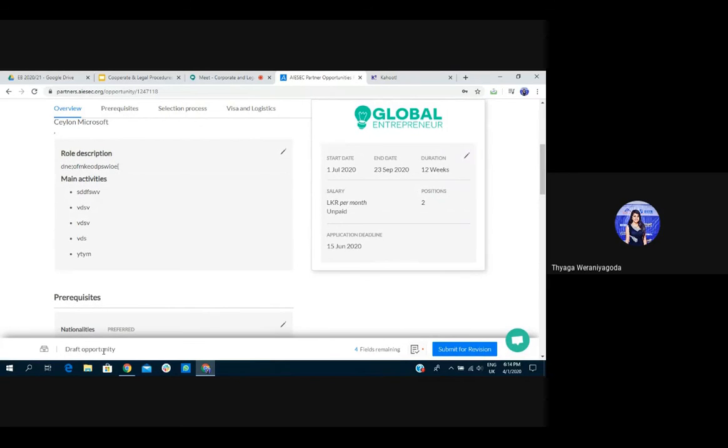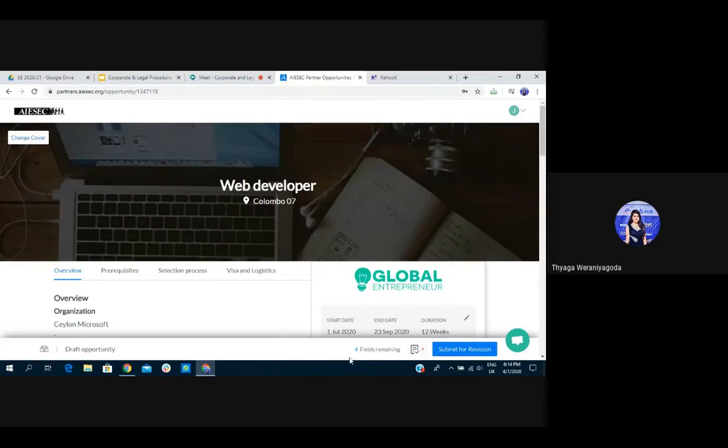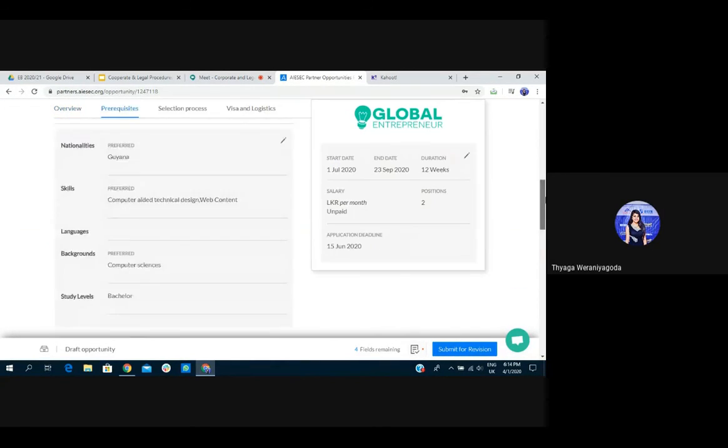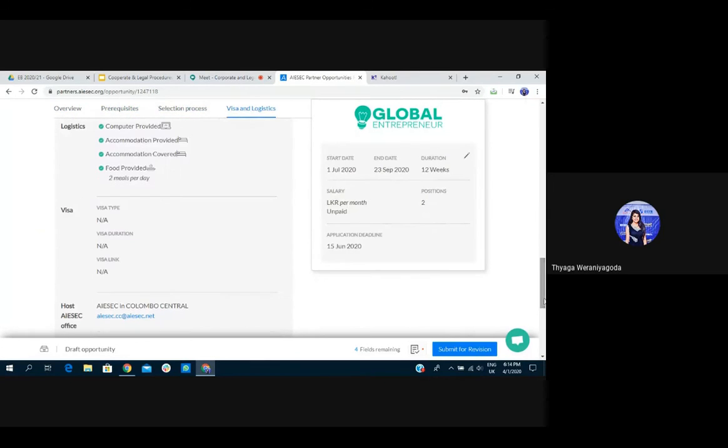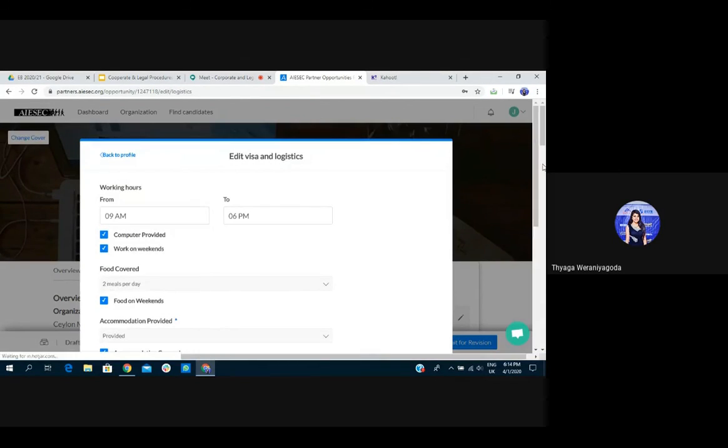Here it's a draft opportunity. And there is a small error in POP. Always 4 fields will be remaining. These 4 will be the visa. Yeah, here, the visa. This won't be filled by the POP. Still, I think POP is in the developing stage, so it's still not there.